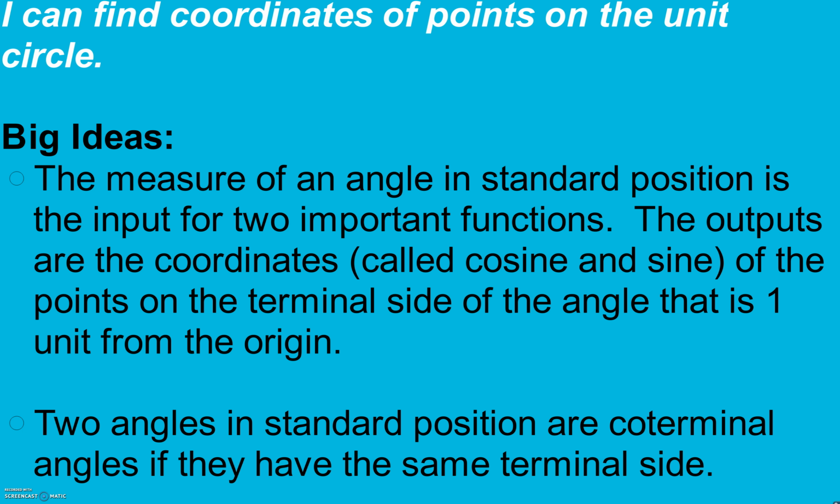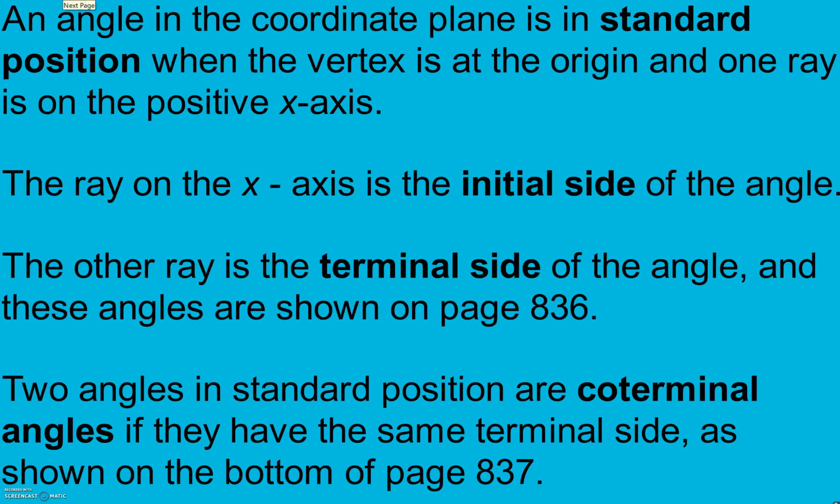Two angles in standard position are coterminal angles if they have the same terminal side. An angle in the coordinate plane is in standard position when the vertex is at the origin and one ray is on the positive x-axis. The ray on the x-axis is the initial side of the angle. It's where it starts. The other ray is the terminal side of the angle, where it ends. And these angles are shown on page 836.